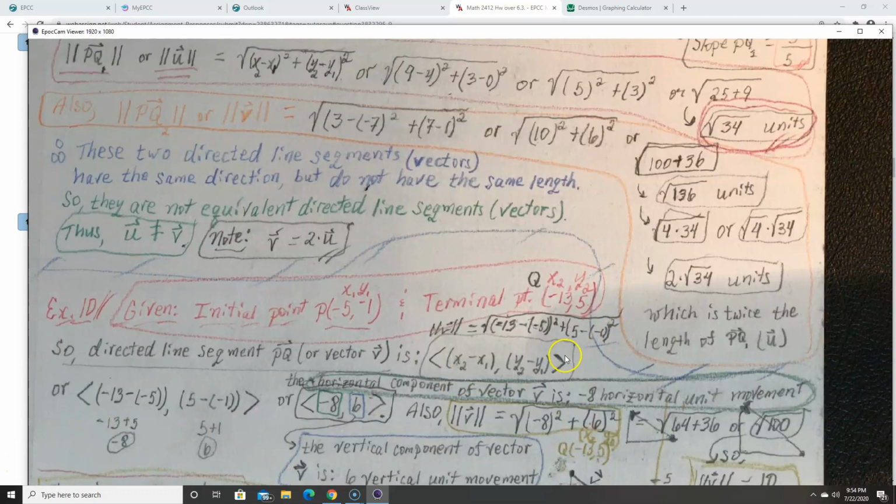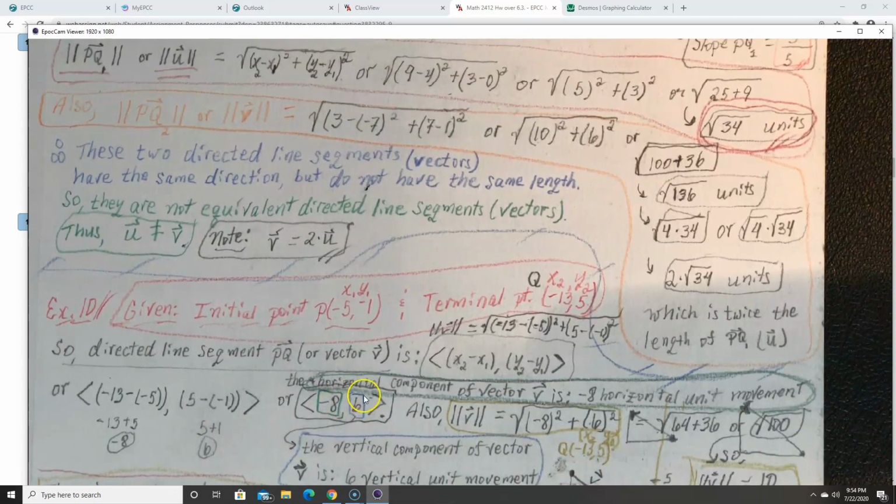And just like it was here, this became -13 plus 5, which became -8 squared. Well, this just becomes -13 plus 5, -8, and that is our horizontal component, -8. And 5 minus -1 is 5 plus 1, which is the 6, which is the same thing we had right here. And we put it right here, but we don't put squared or anything, because this is just the directed line segment PQ, or the vector V, in component form.